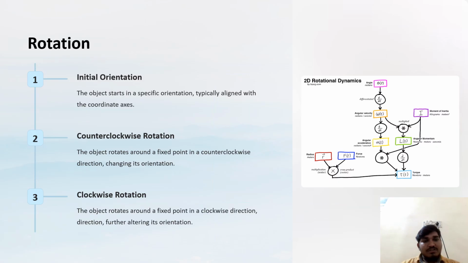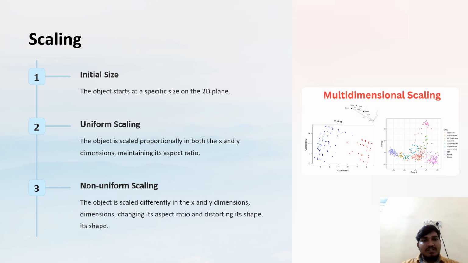Now let us see about the rotation. Rotation has three types: initial orientation, counterclockwise rotation, clockwise rotation. Coming to the initial orientation, the object starts in a specific orientation, typically aligned with a coordinate axis. Coming to the counterclockwise rotation, the object rotates around a fixed point in the counterclockwise direction, changing its orientation. Coming to the clockwise rotation, the object rotates around a fixed point in a clockwise direction, further altering its orientation.